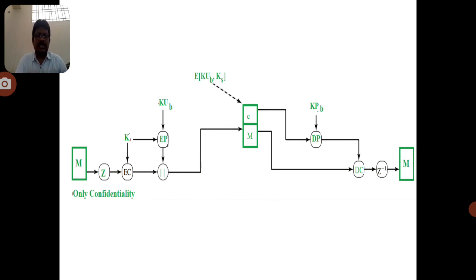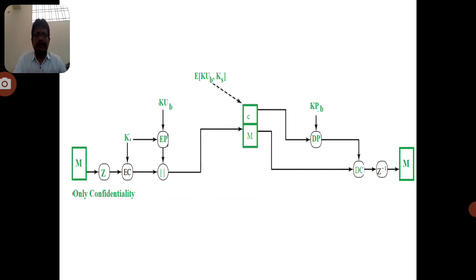Here in the decryption, conventional decryption can be applied, that is the DC, with the same session key KS. And finally, the message can be decompressed, and here the decompression algorithm, that is the Z inverse, is applied, and finally we can reveal the message. Now in this particular confidentiality, three concepts are identified.